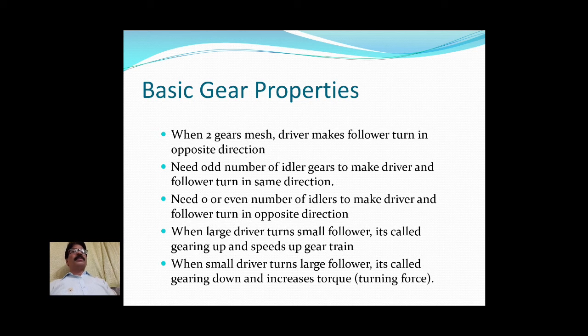When a large driver turns a small follower, it is called gearing up and speeds up the gear train. When a small driver turns a large follower, it is called gearing down and increases torque, that is turning force. The same will be visualized in the next PPTs.